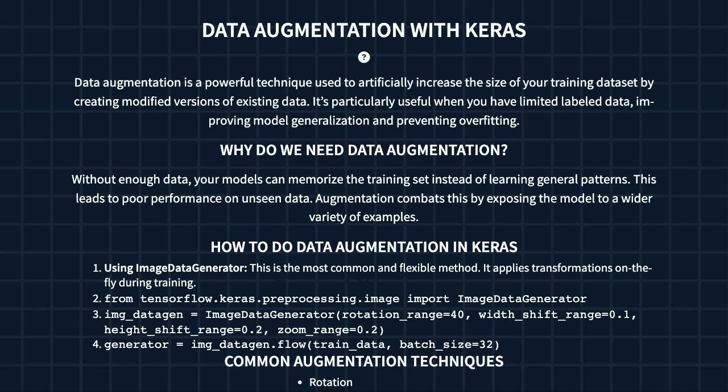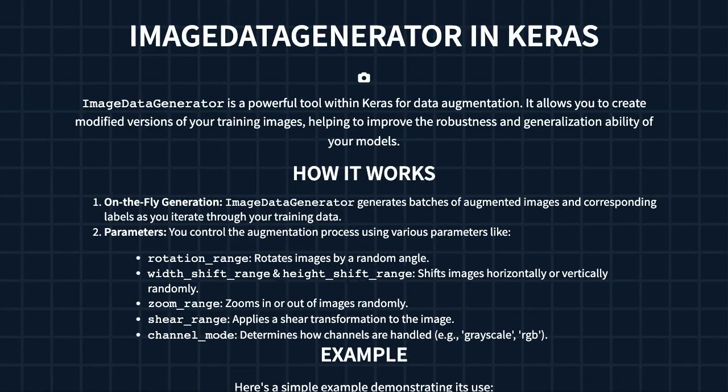There are lots of different techniques you can apply: rotations, zooms, shifts, flips. It really depends on your specific dataset and what kinds of variations you want the model to see. Okay, let's talk about ImageDataGenerator. It's a fantastic way to boost the performance of your image models. Basically, it's like a built-in photo editor that generates variations of your training images automatically.